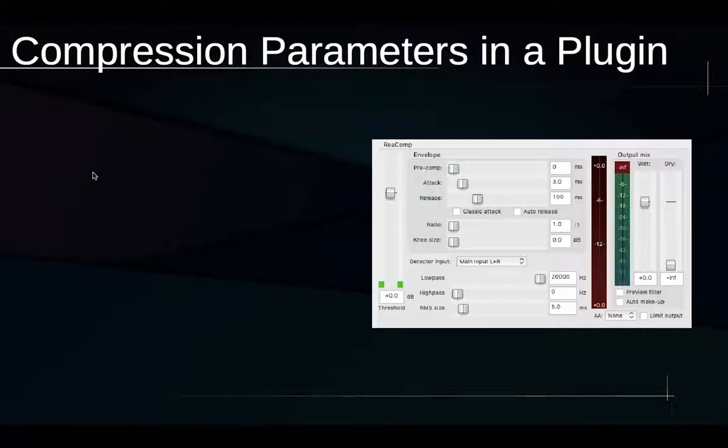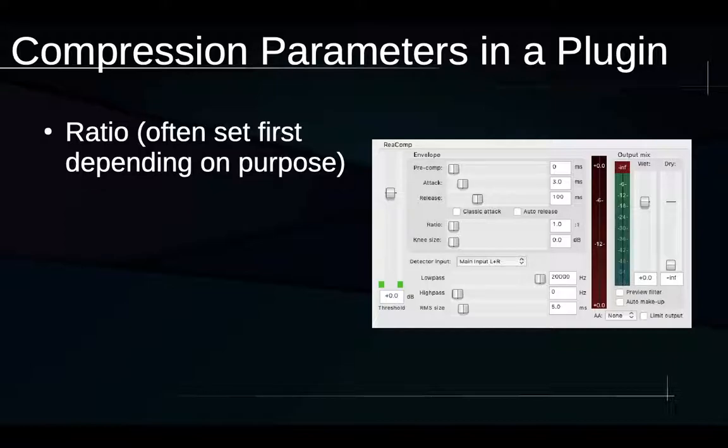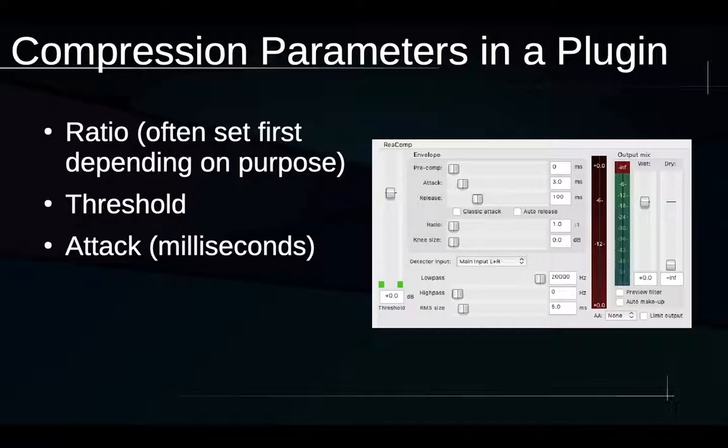So let's look at the typical parameters of compression. We've already seen that ratio, in other words, how much things get pushed down when they're above the threshold, is a key parameter. And in practice, that's often the parameter that's set first, depending on the purpose for which you're using the compression plugin. And we'll come back to that in a second. We've also seen that threshold is a key parameter. That is often set experimentally or iteratively. You set the ratio that you think you need, and then you move the threshold around while listening repeatedly to the result.